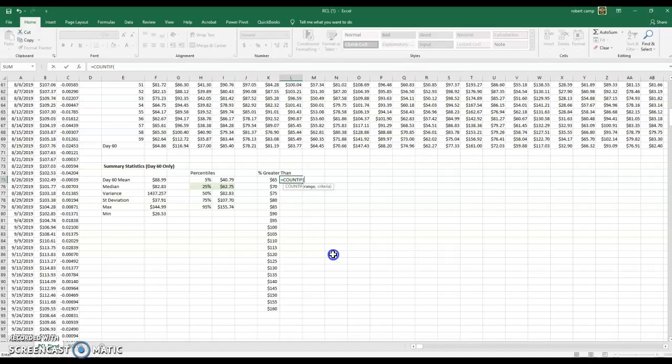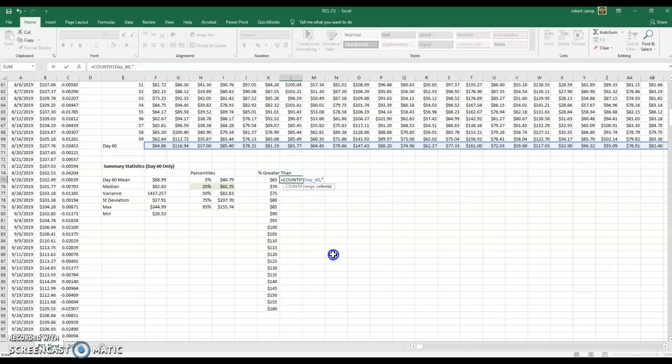And so I want to basically count how many of our simulations are above $65. So I'm going to use my range, and we gave it a range name to make things easy. So my day 60, there's my 1,000 different simulations that I had. And so now I want to put together an equation.